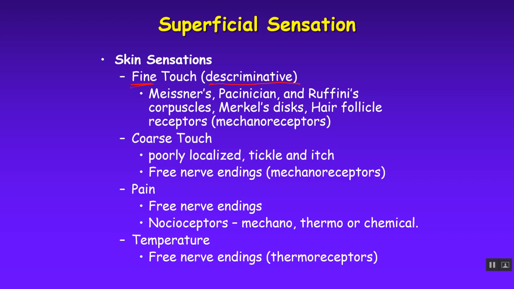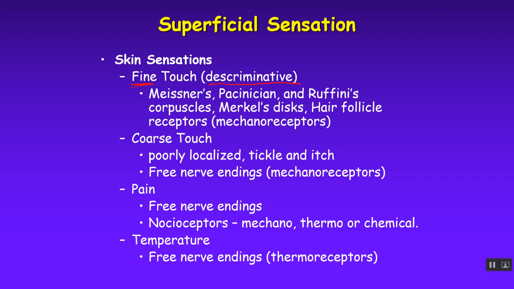And those use specialized receptors, okay? Meissner's, Pacinian, Ruffini's, Merkel's discs, and the hair follicle receptors. If you stimulate a hair follicle, these are all mechanoreceptors that have a specialized nature to them. That's what provides you this sense of fine touch and localized touch. It has a little more fidelity and characteristic to it. You can sense the pressure and which way that touch is moving on your skin and those kinds of things. That's what these receptors provide, that high fidelity discriminative touch.